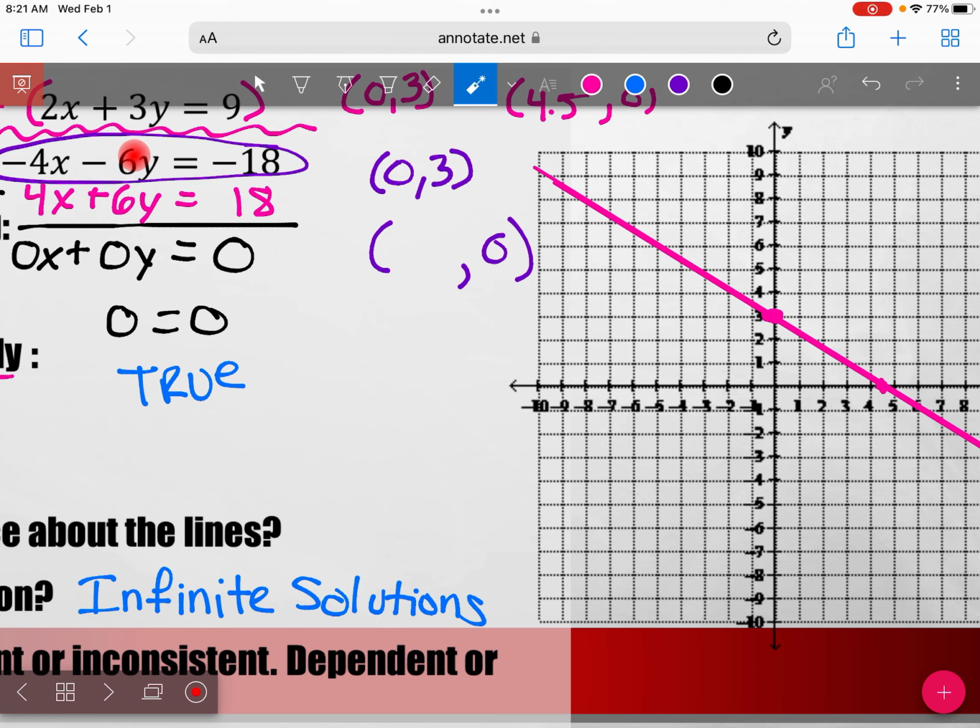If y is 0, what is x? Negative 4x equals negative 18. What is x? 4.5. So again we wind up with an x of 4.5 and a y of 3.